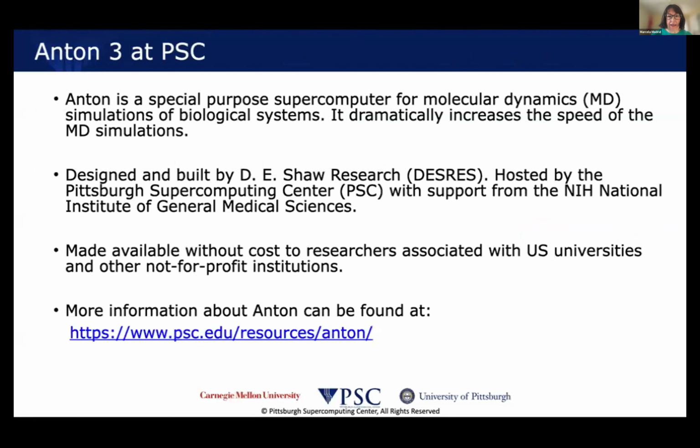For those who didn't attend the previous talk, Anton is a special purpose supercomputer for molecular dynamics of biological systems, which dramatically increases the speed of the simulations. It has been designed by DESRES Shaw Research and is hosted at the PSC with support from NIH, and is made available without cost to researchers associated with US universities and other not-for-profit institutions. I will go into more detail about who qualifies to apply, and you can find more information at the Anton link, psc.edu/resources/Anton, and you can find the request for proposals there also.